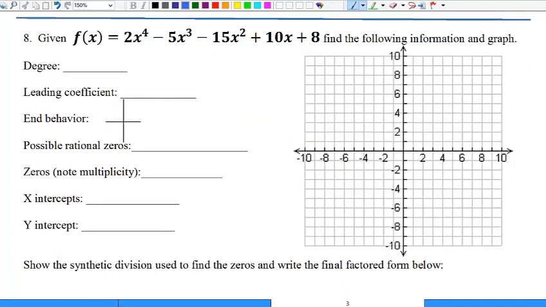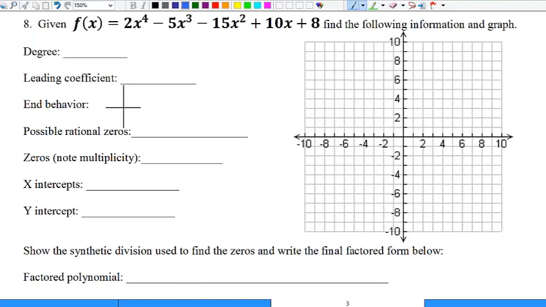Our next problem, number 8, is probably the longest problem of the whole test. We have all of the parts. You have the possible rational zeros, you have the synthetic division. All of that is a piece of the answer here. So don't get too overwhelmed. Just go line by line, getting as many points as possible along the way.